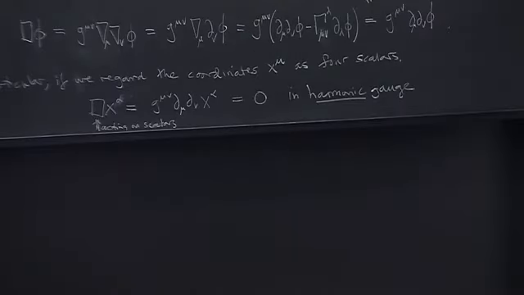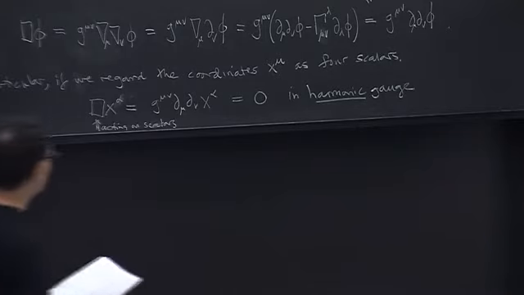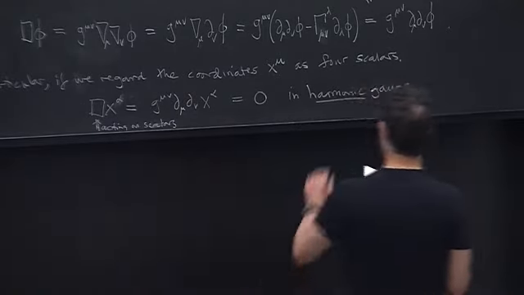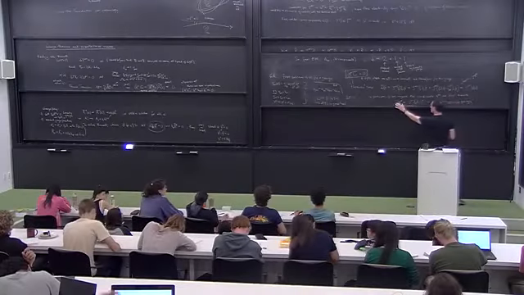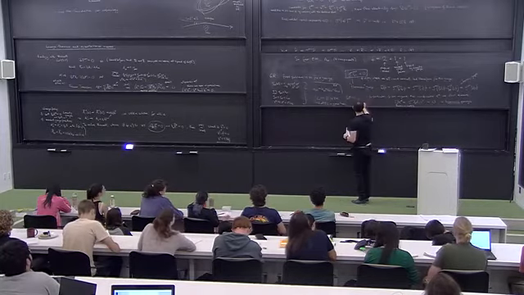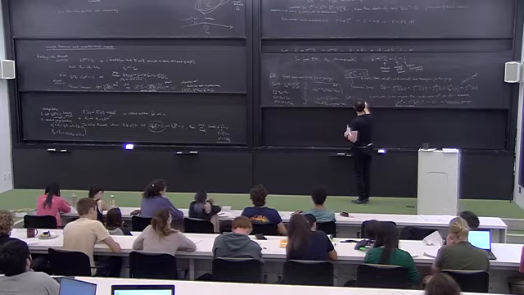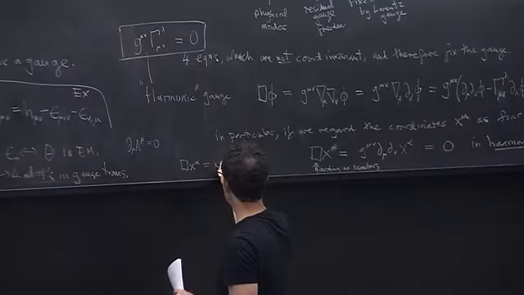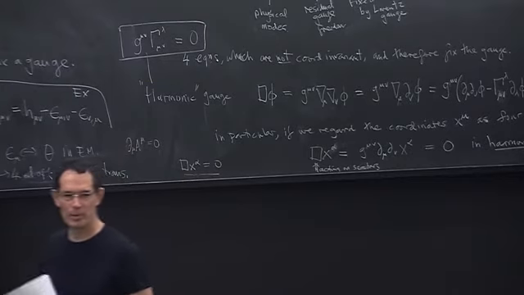Because music is all about waves on strings. Okay, so in harmonic gauge, the coordinates satisfy this condition. So you can equally well write this equation as box x alpha equals 0. In this form, it's a little bit more mysterious.